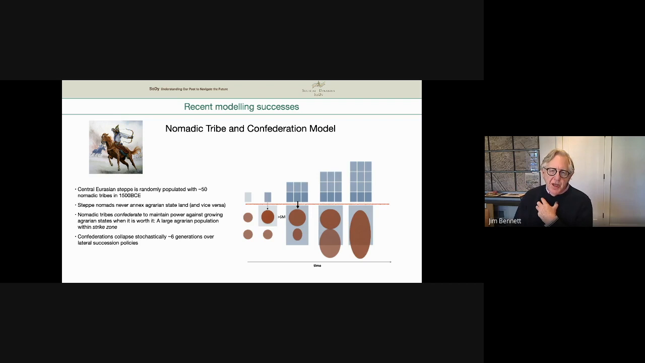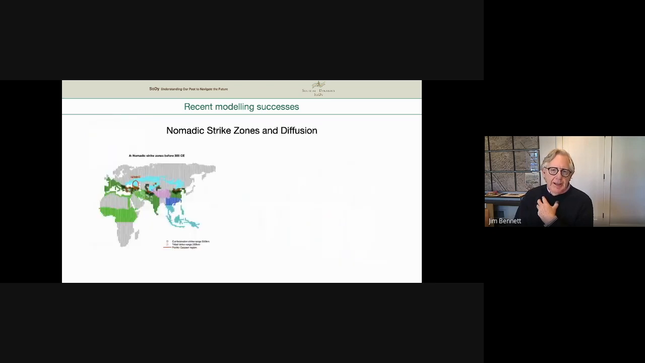Now, confederations themselves collapse stochastically in this model. There's no internal war. I don't keep track of the warriors and their elite competition like I do for the agrarian states. Here, it's a very simple kind of stochastic collapse that seems to be pretty good. You could probably do the other one, but I decided not to get too terribly complicated about the internals of the confederation. But just to show you what these strike regions look like, here is a map that shows you effectively where agrarian states can grow in different periods of time.